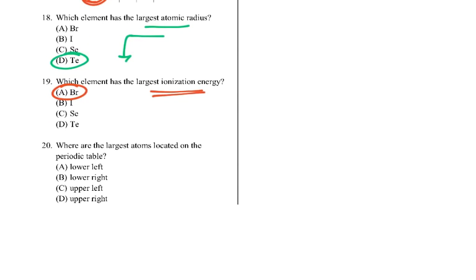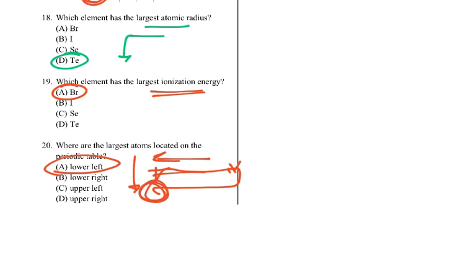Where are the largest atoms located in the periodic table? In the lower left. Remember, we have our periodic table, and we know that they get bigger to the left, and they get bigger down. So the biggest atoms are down here, lower left.